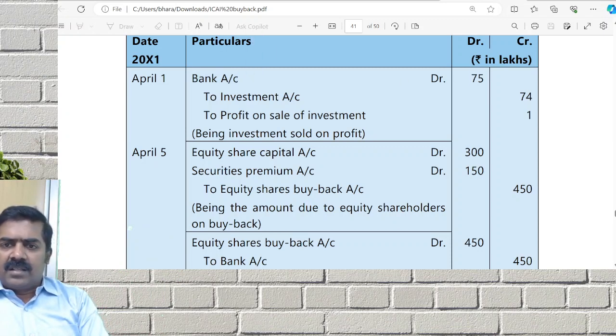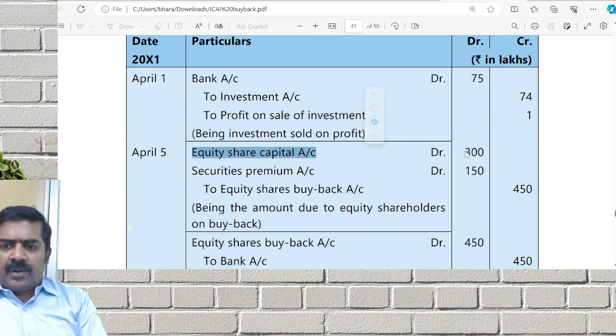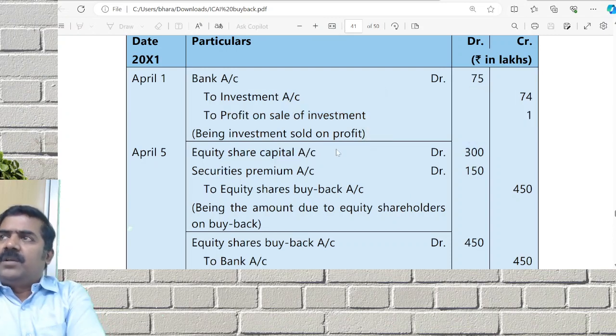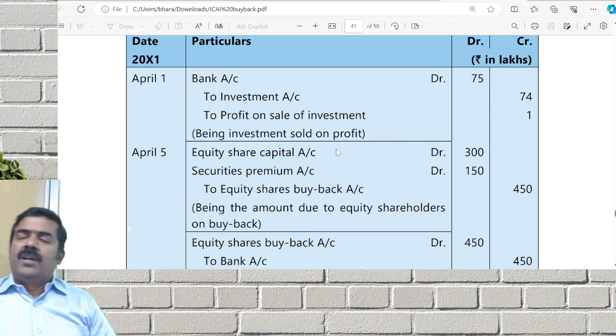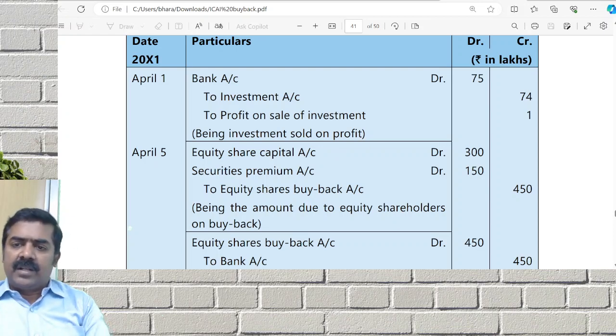Bank account debit 75 crores or lakhs. So the investment appearing in the balance sheet is what? 74 lakhs. Profit on sale of investment is 1 lakh. Equity share capital: 25% of equity shares. 1200 divided by 10 is 120. 120 into 25% is 30. 30 into 10 is 300.